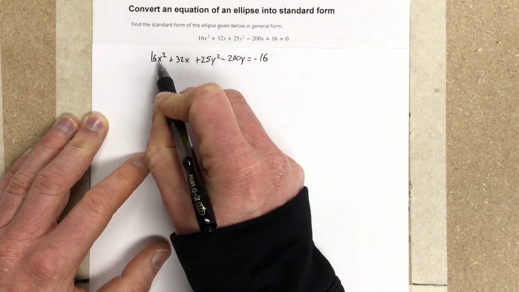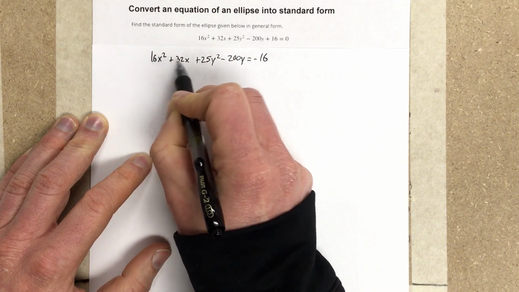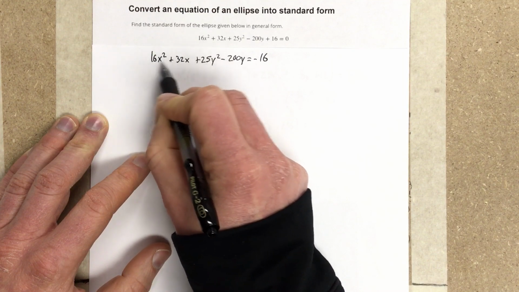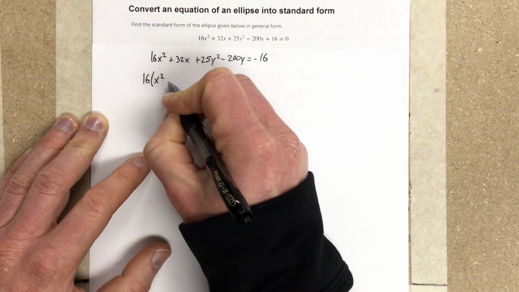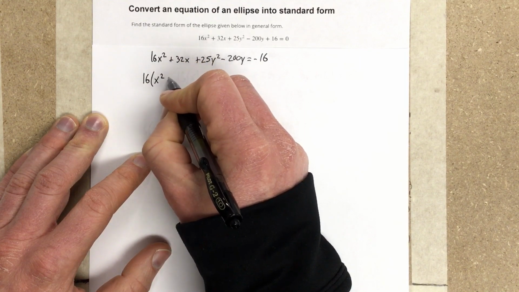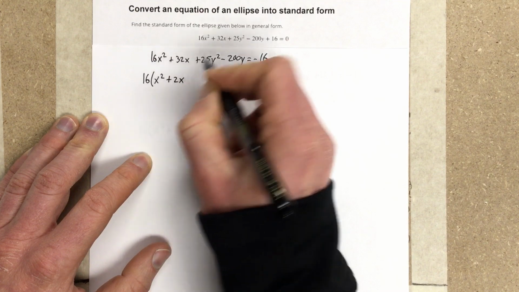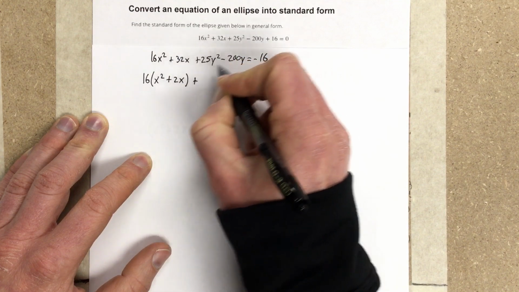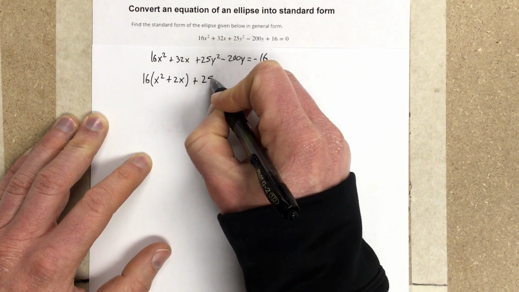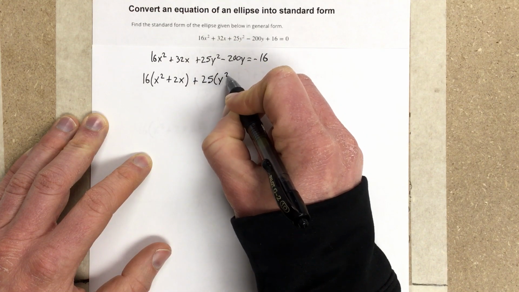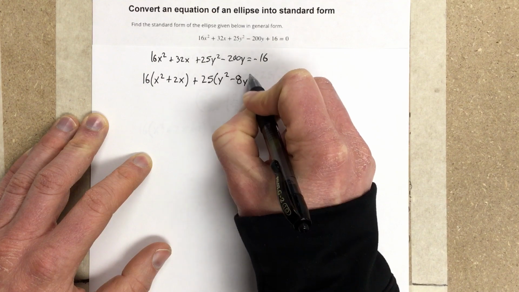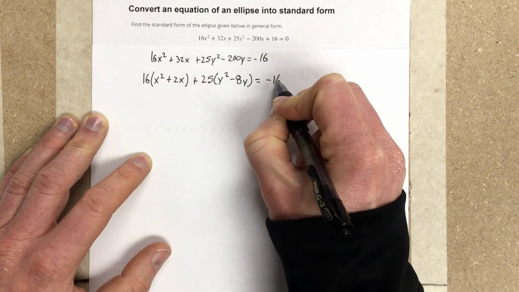Then I'm going to isolate the x squared and x terms here by factoring a 16 out of both terms. So I have 16 left with x squared. If I take 32 divided by 16, I get 2x. Plus, factor 25 out, and I would get y squared minus 8y equal to negative 16.